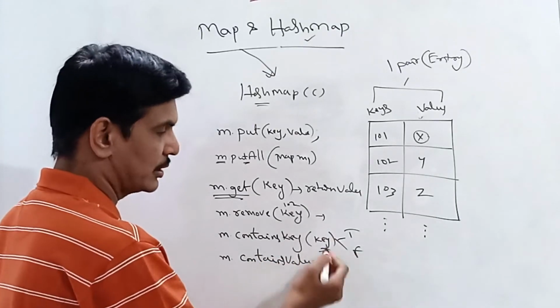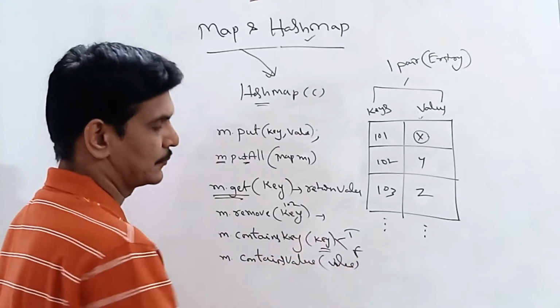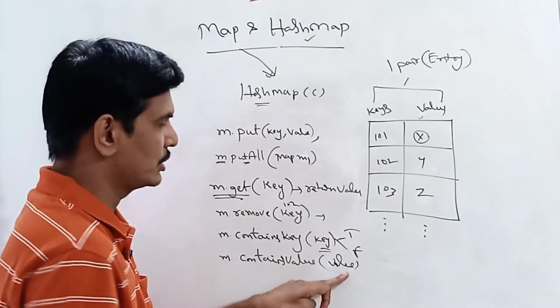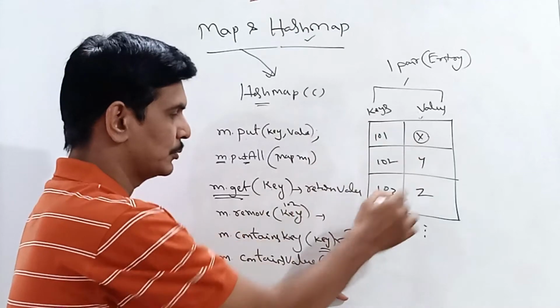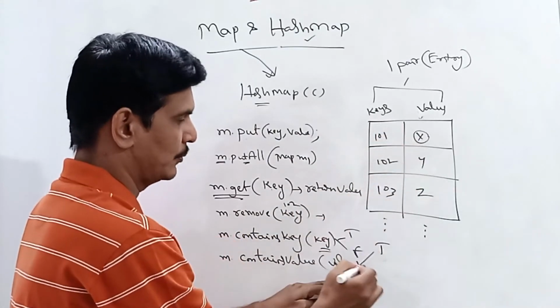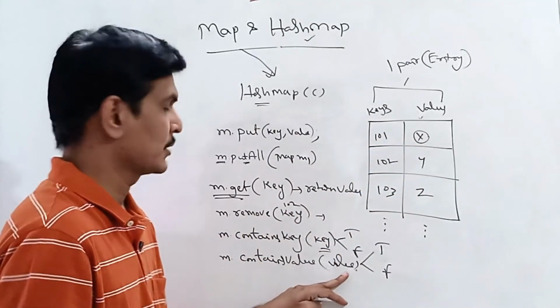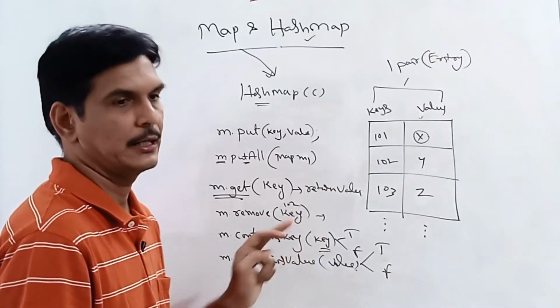Contains value. Here we have to pass a value, not a key. It will check whether the particular value is present in the map or hash map, and if it is available, it returns true. If it is not available, it will return false. So we have containsKey and containsValue.